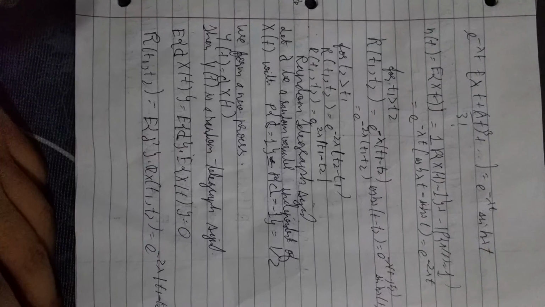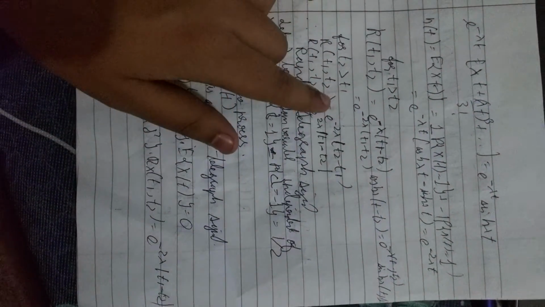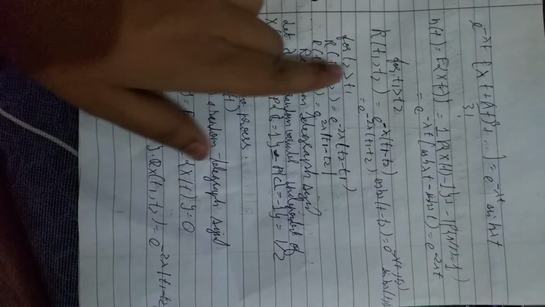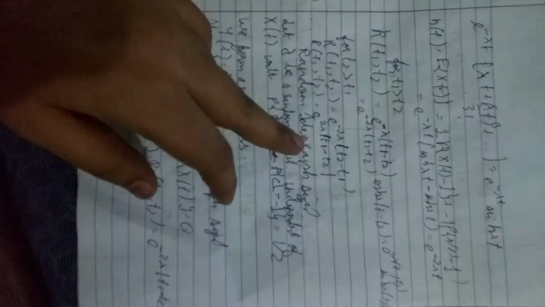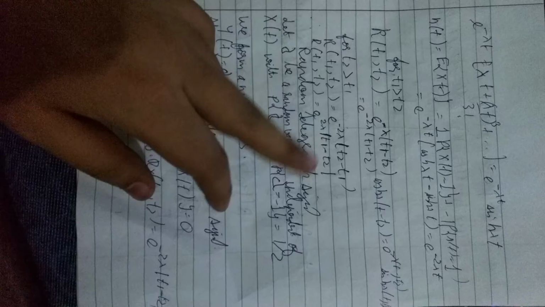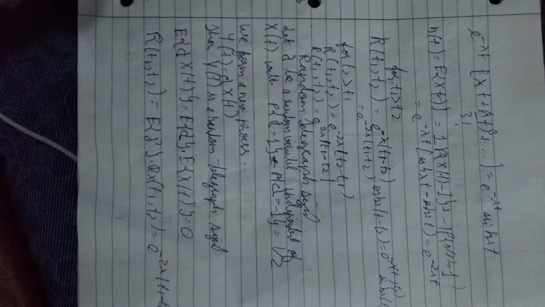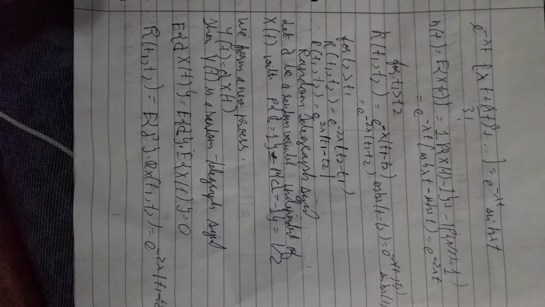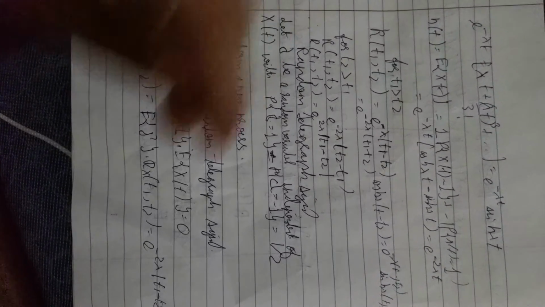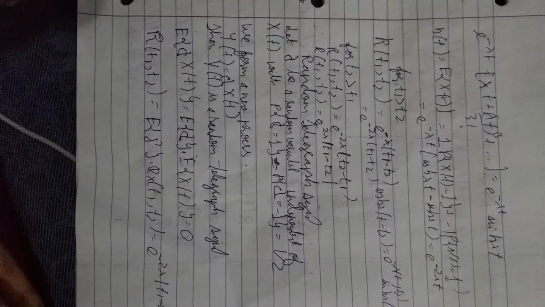e raised to minus 2 lambda t. Now if t1 is greater than t2, finding the autocorrelation function, we get e raised to minus 2 lambda (t1 minus t2), and similarly if t2 is greater than t1, we get e raised to minus 2 lambda (t2 minus t1). So all in all, it can be given as e raised to minus 2 lambda modulus of t1 minus t2. Now finding it out for the random telegraph signal.